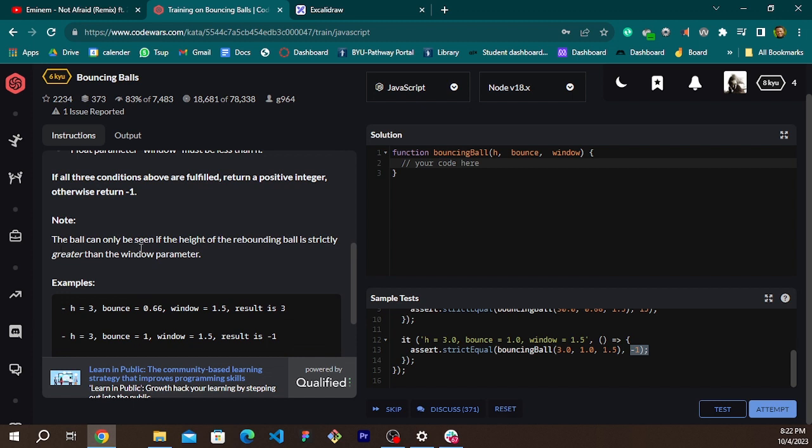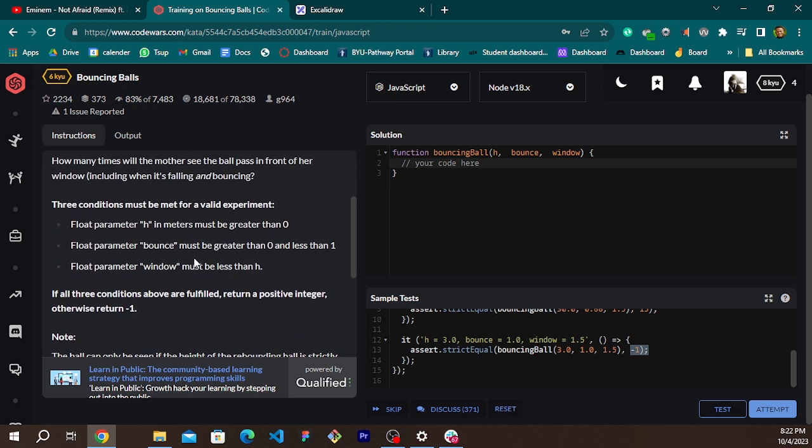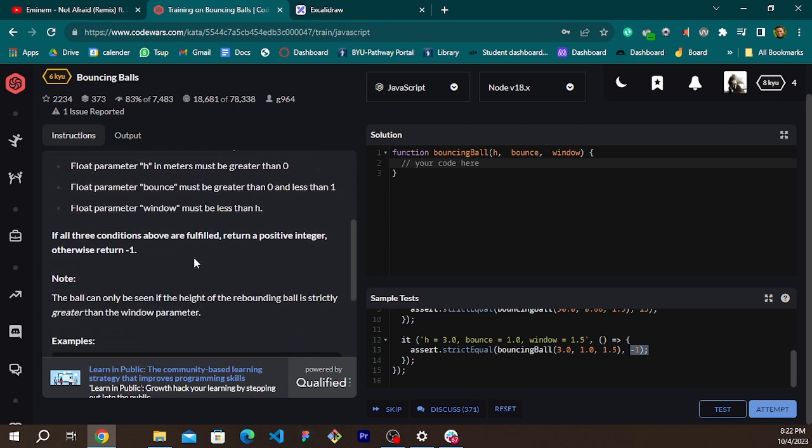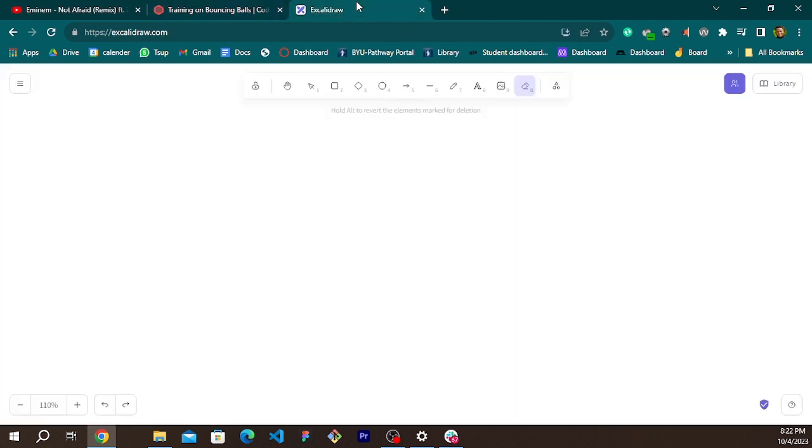The ball can only be seen if the height of the rebounding ball is strictly greater than the window parameter. Okay, so that means what they're trying to say: the mother won't see the ball if the ball is bouncing below where she's standing. Maybe I can demonstrate that.